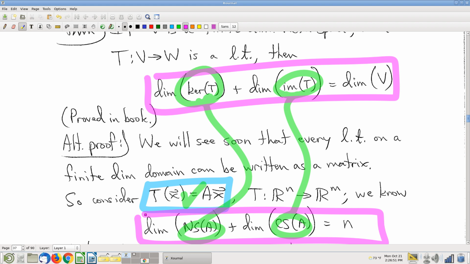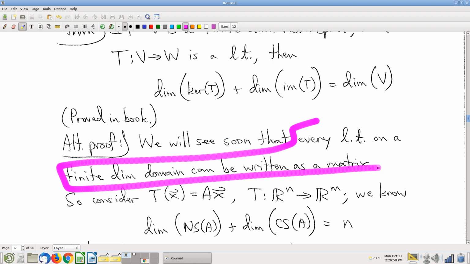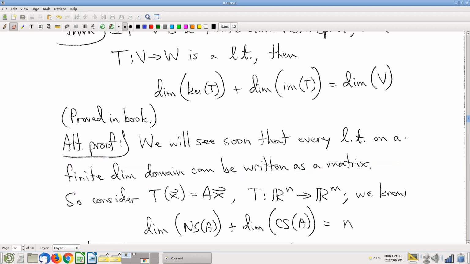Now, again, I owe you a demonstration that every linear transformation on a finite dimensional domain can be written as a matrix, and that'll come along. Okay.